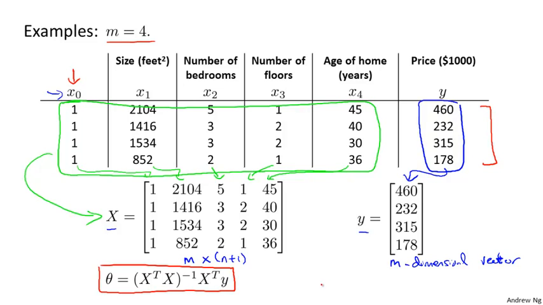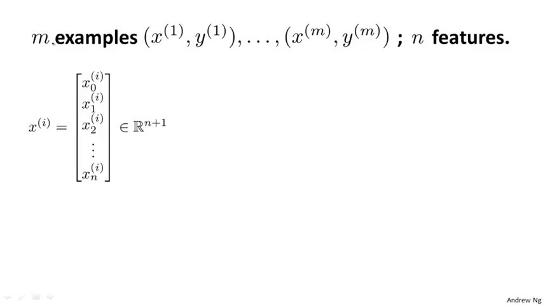There was a lot that happened on this slide, and I worked through it using one specific example of one data set. Let me write this out in a slightly more general form, and then later in this video, let me explain this equation a little more in case it's not yet entirely clear how to do this. In the general case, let's say we have m training examples, x1, y1 up to xm, ym, and n features. So each of our training examples xi may look like a vector like this, an n plus 1 dimensional feature vector.